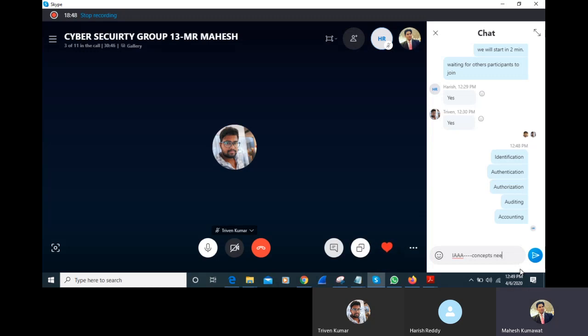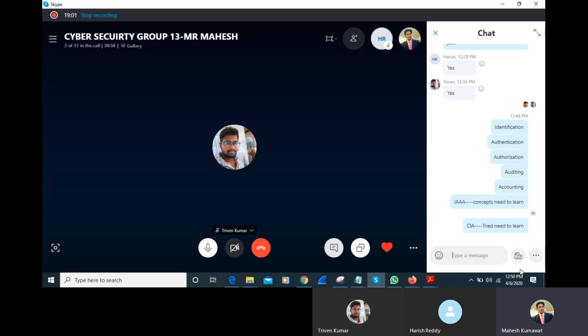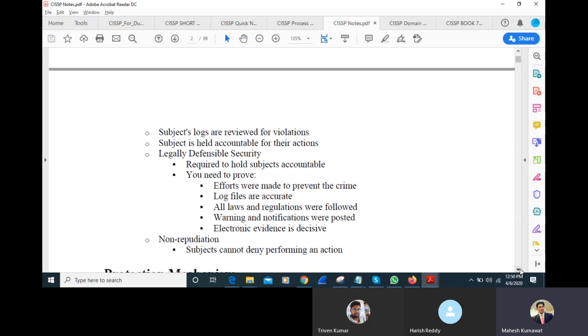CIA concepts need to be learned. All these things are required in forensic investigations. Suppose you are working in a company and you are accountable. So what type of accounting do we have? We require that subject logs are reviewed for violations, and the subject is held accountable for their actions.